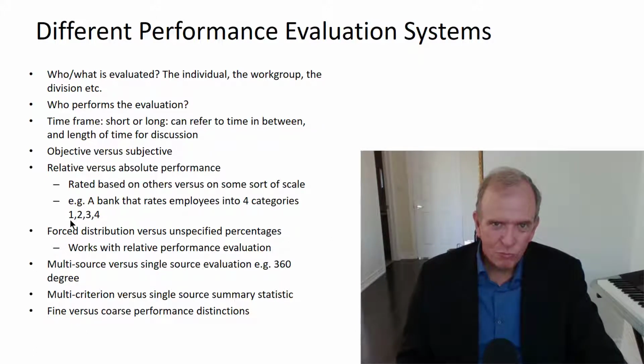That's good, that limits the easygoing manager. The problem with that is, what if you have a gifted team and you have 4 number 1s on your team? Not great, right? So every system has its pluses and minuses. There are always these constraints, and there are pluses and minuses to them. So what you have to do is maximize the pluses and minimize the minuses. Forced distribution versus unspecified percentages works with relative performance evaluation, which is more or less what I was just saying.